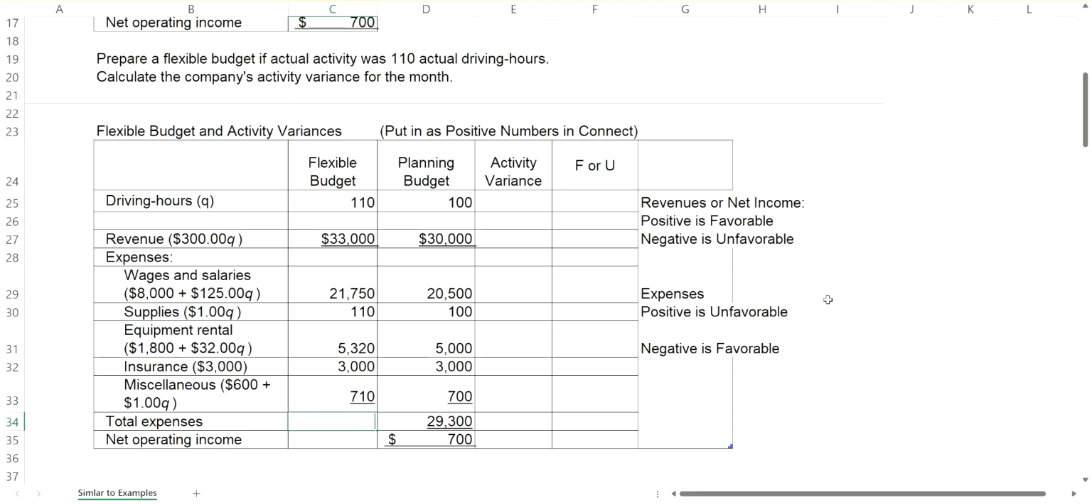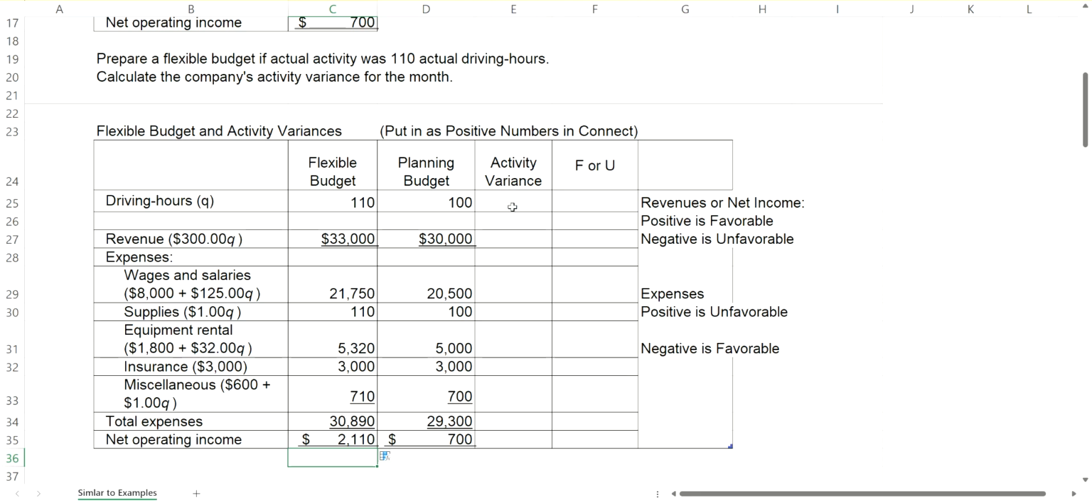Okay, I will now add my expenses together, for total expenses of $30,890. I will take my revenues of $33,000, subtract my total expenses of $30,890, for net operating income in my flexible budget of $2,110.